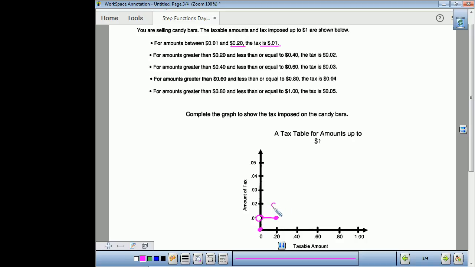Alright, so our next step, at 20 cents, anything over 20 takes us up to 2 cents. From 20 to 40. Now at 40, anything over 40 is going to pop us up to 3 cents. Over to 60. And then 4 cents from over 60 to 80. And then finally, 5 cents is what we pay for over 80 to $1. Does that make sense?